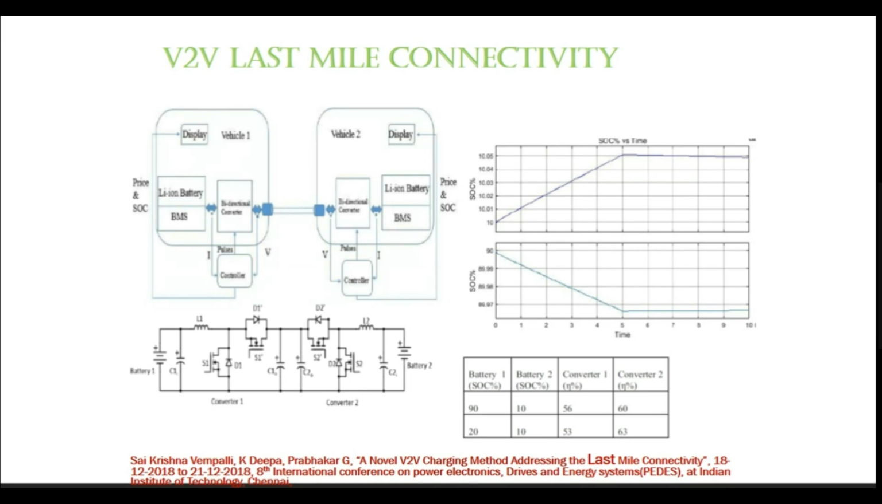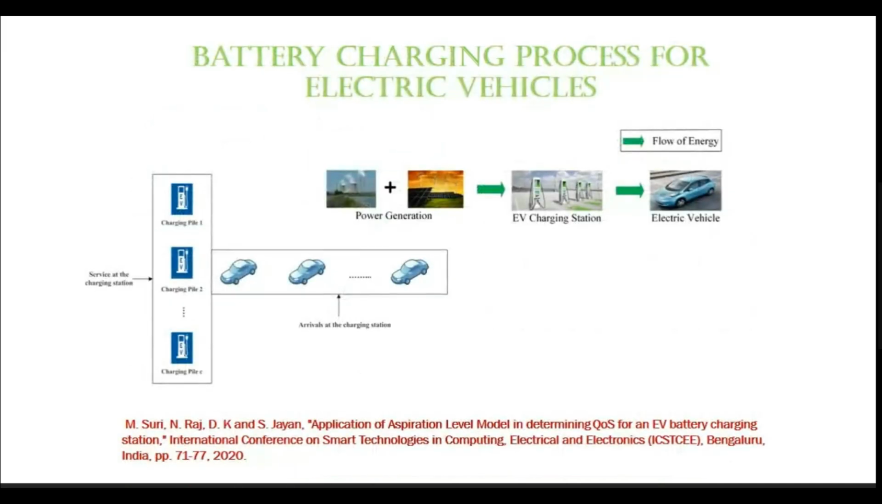So when there is a shortage of power in one of the sources, then you could charge it from the other vehicle itself, which is with V2V technology. So this was one of the topologies which was suggested for V2V.